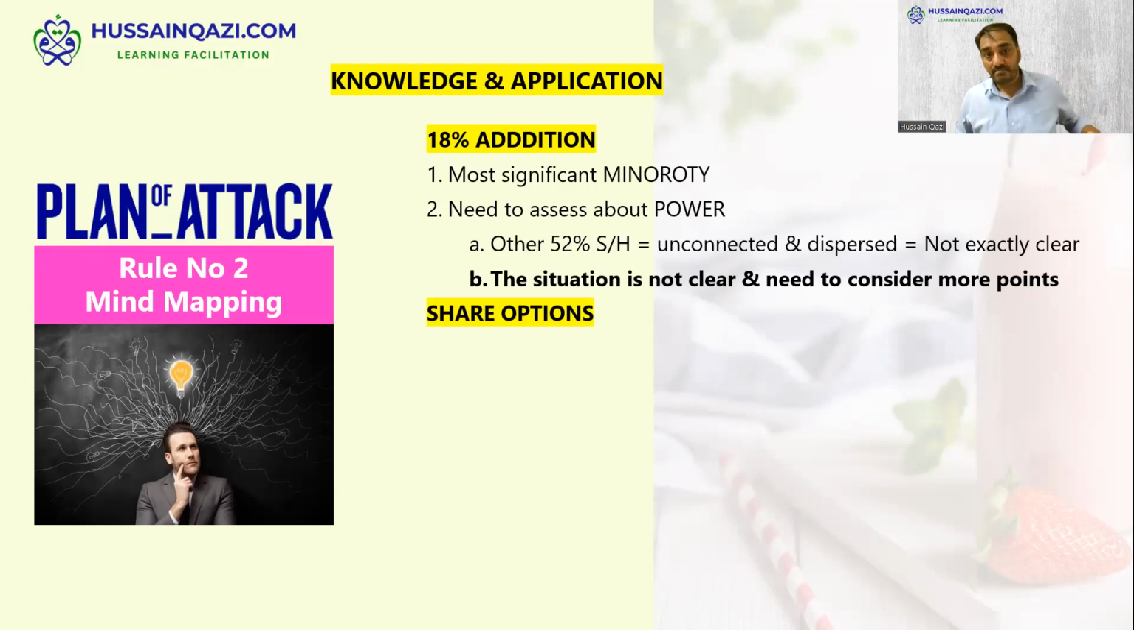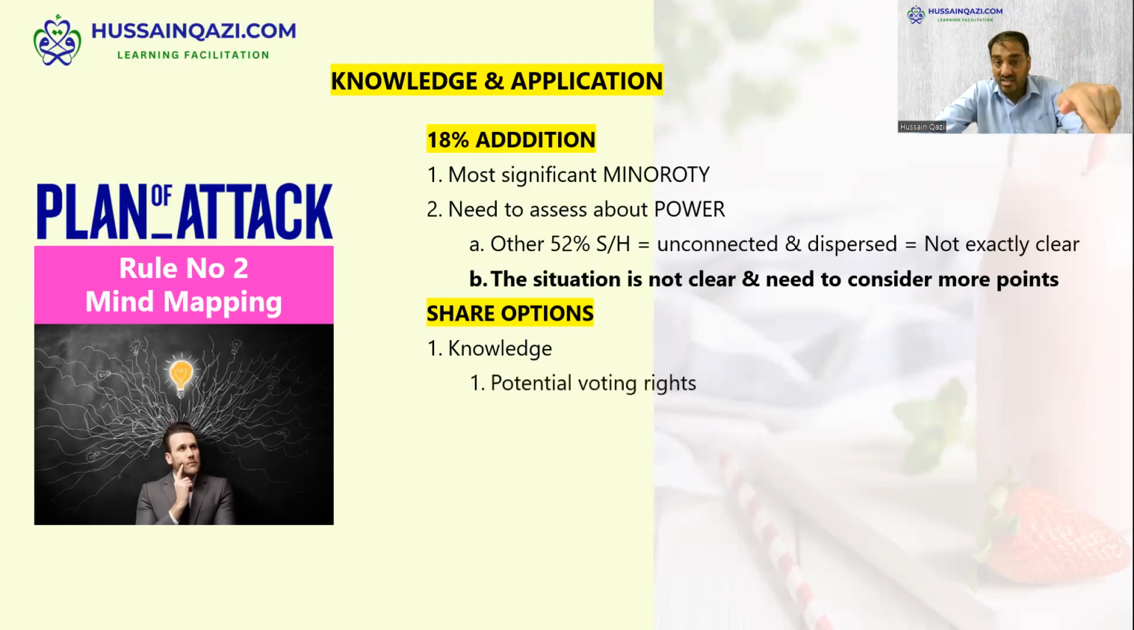Share options. You need to onboard share options. That means your answer must be based on 2 points: the 18% addition and share options. So first of all, you have to refer to the IFRS 10 point about the share option as knowledge. What IFRS 10 says is that potential voting rights are also a considerable point.